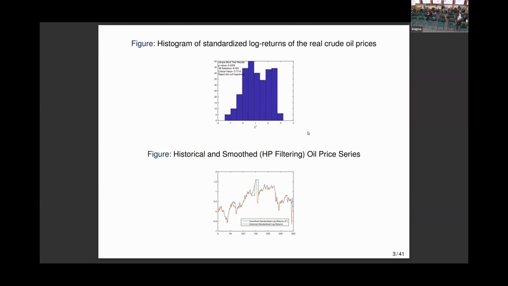And those jumps actually correspond to the 2008 crisis, the first one, and those downward jumps. And the very last one corresponds to the pandemic. They are both unforeseen events.